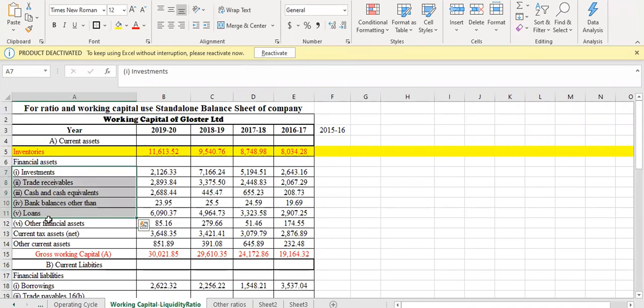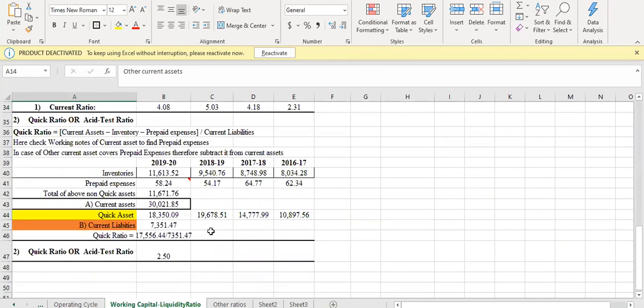Okay, so here what is not clear is other financial assets. It is not clear what they are covering here, and here it is other current assets. So that's why we have referred to both the working notes, and we have found that in other current assets they are covering prepaid expenses. So that's why we have taken those amounts only here for the reference.